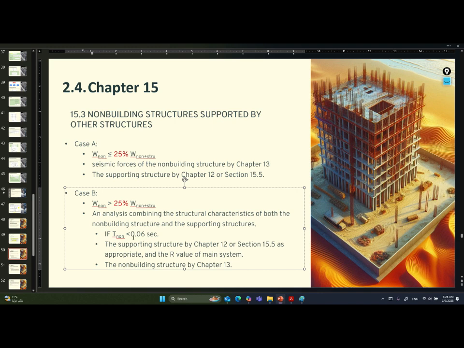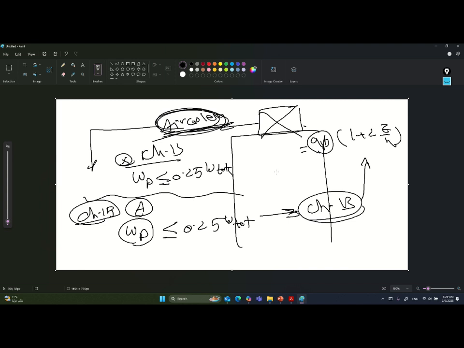However, if it is very rigid, like it has a time period less than 0.06 seconds, it is very difficult to achieve something like that. However, if it can be done, if it is rigid, the supporting structures shall be designed by chapter 12, and you will use the R value of the main system. So if this equipment, let me draw it again.